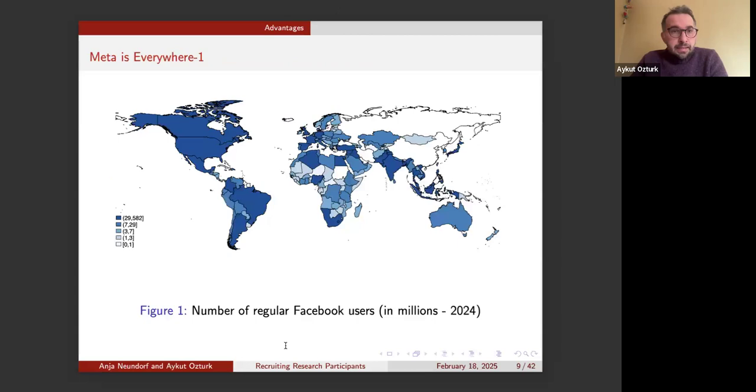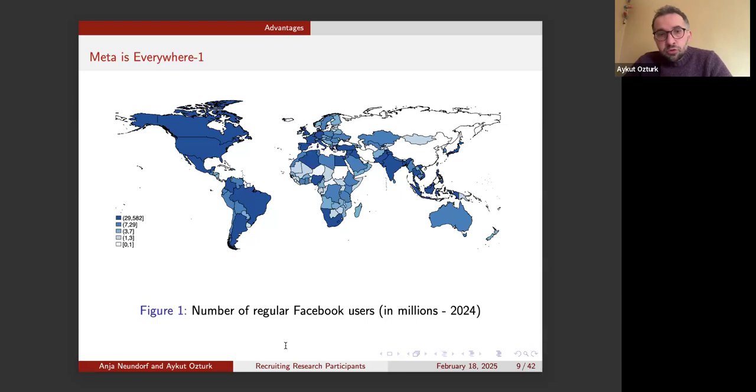Now, as I have just said, Meta is everywhere, right? So just look at the screen here. We see a number of regular Facebook users in shades of blue. The countries that are in white are countries in which it is practically impossible to run Facebook surveys because less than 1 million people use Facebook, according to official numbers.